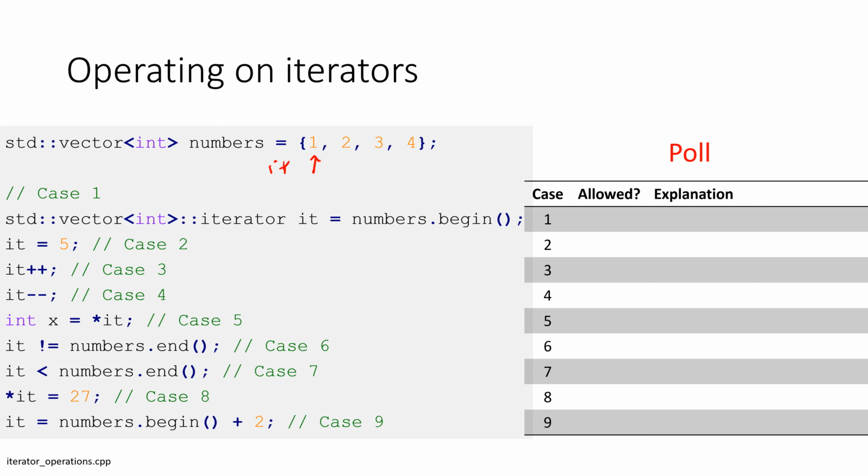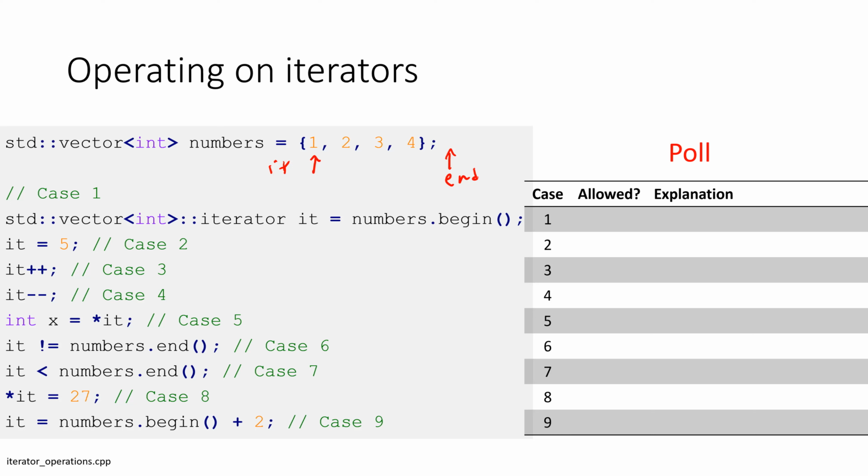What about it not equal to numbers.end? Is that going to work? Yeah. This is actually how we use iterators for iteration. We have to be able to compare them to other iterators. And the end is a special value that we should think of as being past the end, like past the last valid entry. And this is going to return true. The iterator is not equal to end. Does that make sense? It's actually pointing at a valid entry, not equal to end.